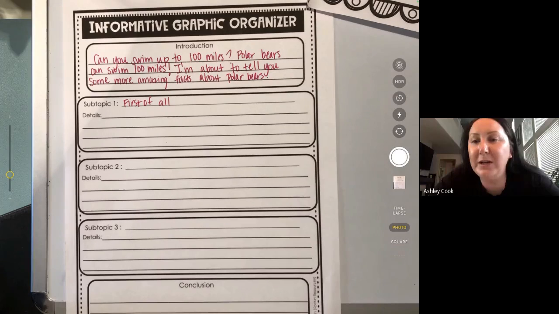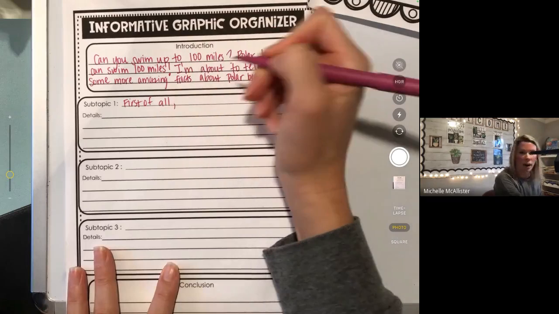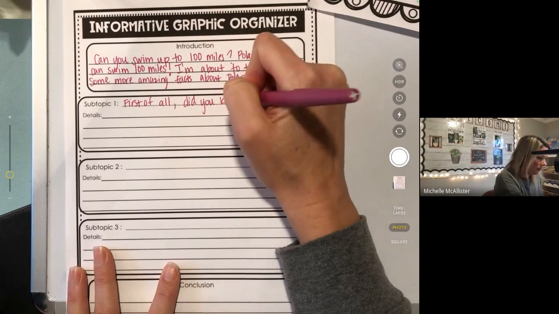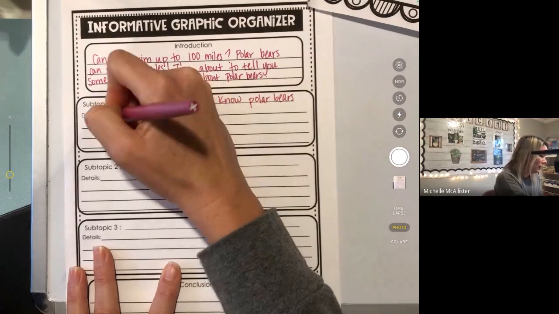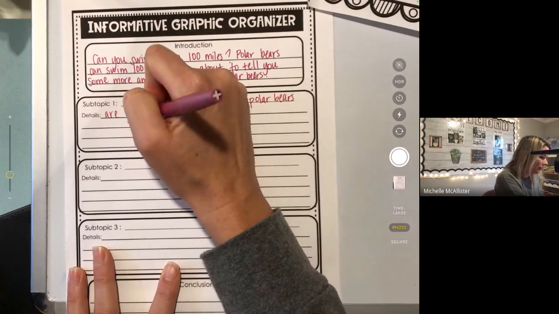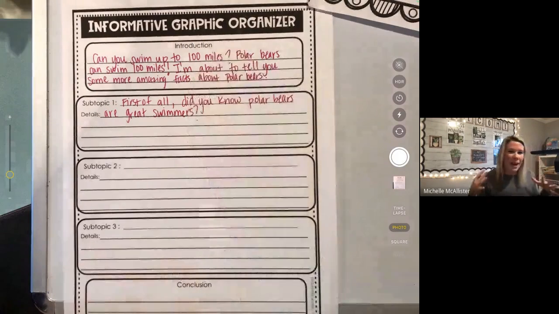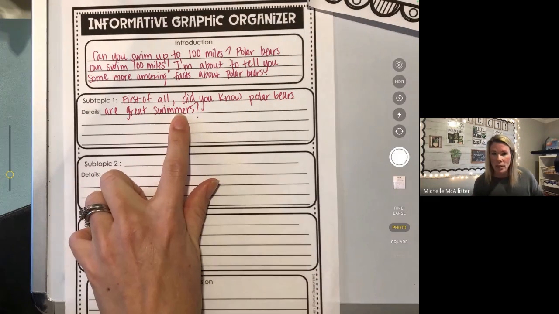What about, did you know polar bears are great swimmers? Ooh, that's a good one. I like that. First of all, comma, did you know polar bears are great swimmers? So I'm not telling them the fact yet. I'm leading them into it, right? I'm giving them my subtopic. My subtopic is that they are great swimmers.